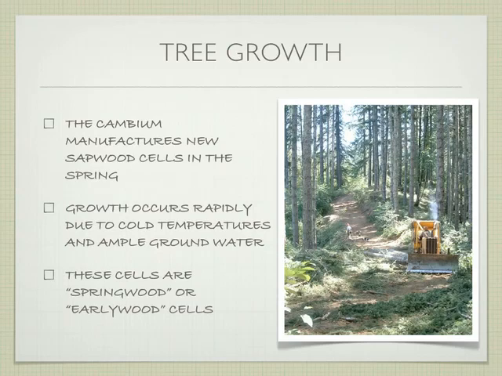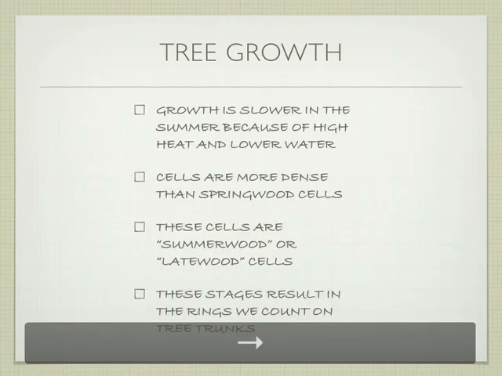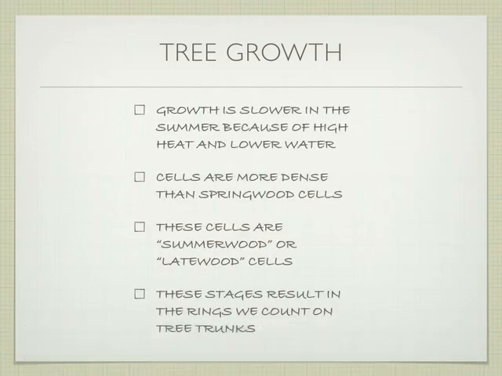These are called springwood or early wood cells. So it's rapid growth, a lot of cells. The growth is slower in the summer because it gets drier and hotter, and with less water the tree can't grow as fast. The cells are more dense than the springwood, and we get what's called summerwood or late wood cells. These are the stages that result in the rings of a tree.